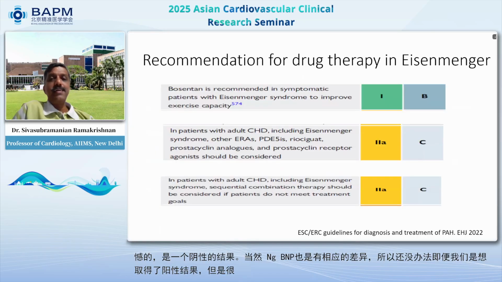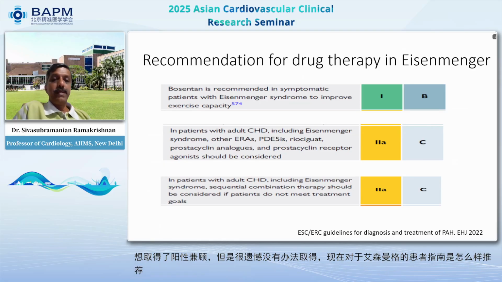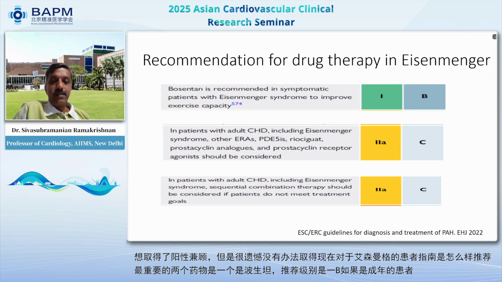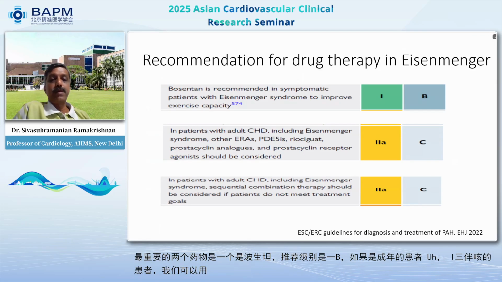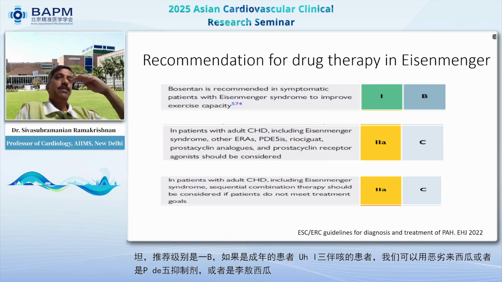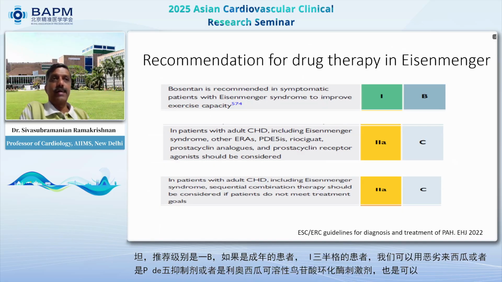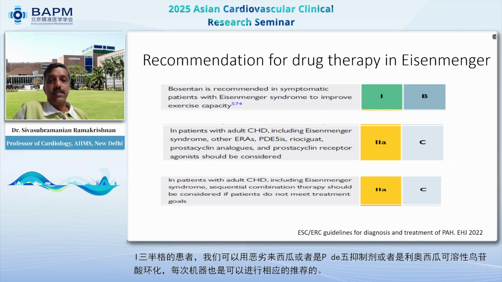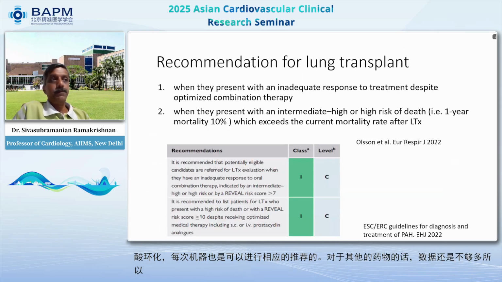So at the current stage, the most important recommended specific therapy is bosentan, which is a class 1B recommendation. In adult patients, you can think of other ERAs, that is ambrisentan or macitentan, PDE5 inhibitors, riociguat, and prostacyclin analogs and prostacyclin receptor agonists may be considered. Sequential combination therapy is what is recommended. So always start with bosentan, then you add the other agent if the patients don't improve. That's a significant difference from how we manage idiopathic pulmonary hypertension.